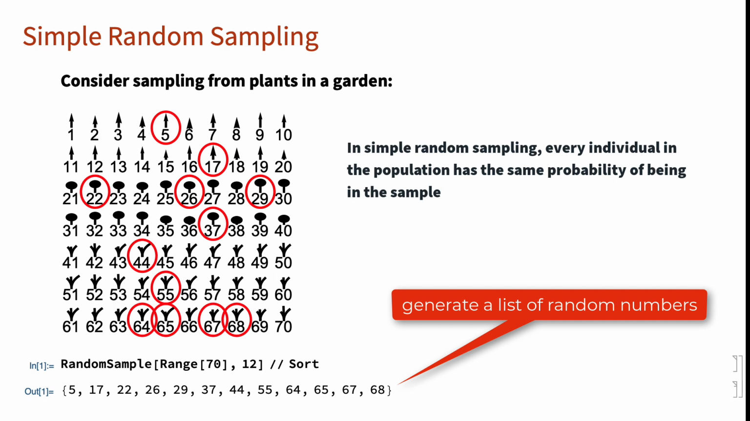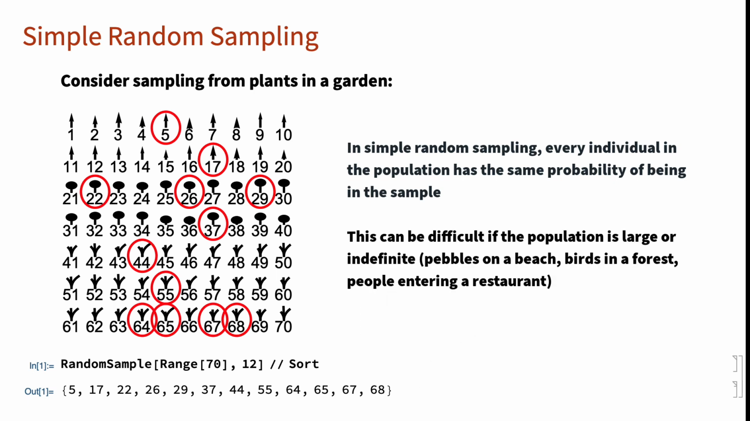In practice, this can be quite difficult, however. It would likely be difficult or impossible, for example, to assign a number to every pebble on a beach, or to assign a number to every bird in a forest, or to get a simple random sample from a population where the size of the population is indefinite, such as a sample of people who enter a restaurant, where the set of individuals in the population, which is the set of individuals entering the restaurant, keeps changing.